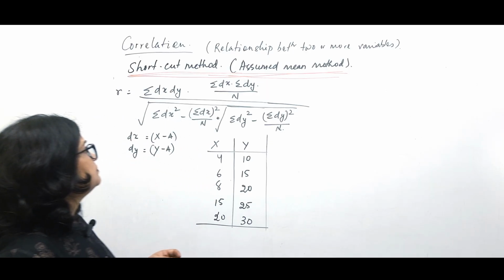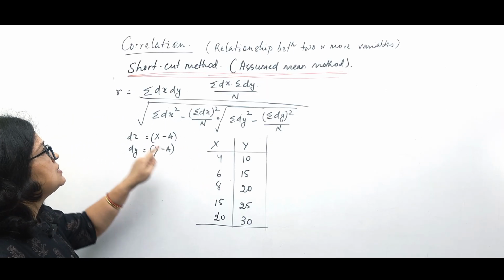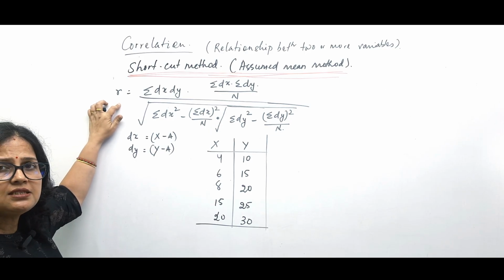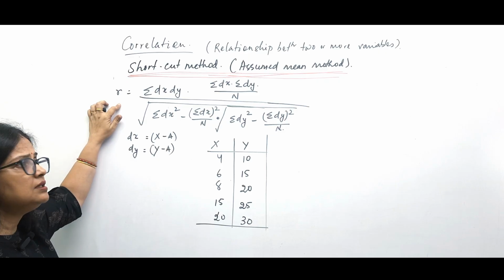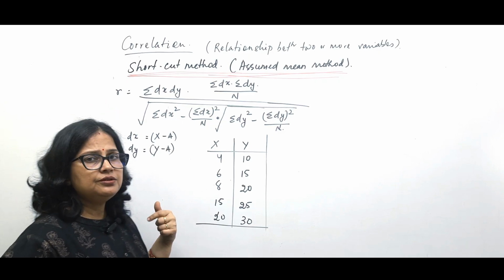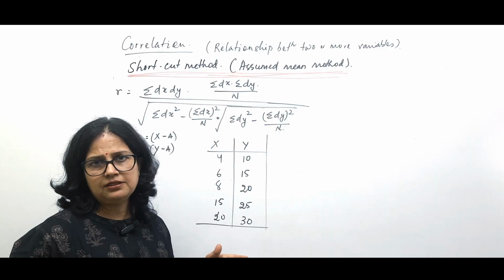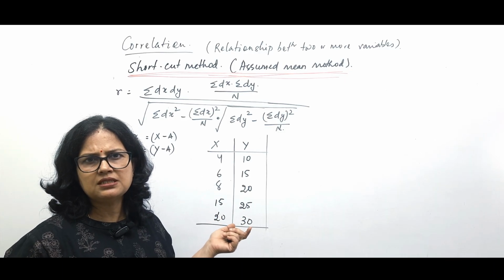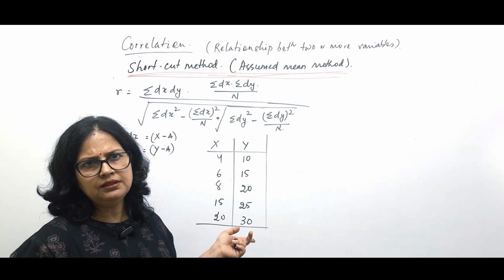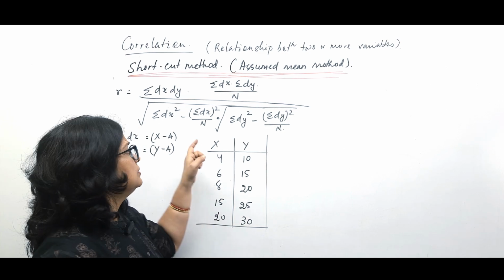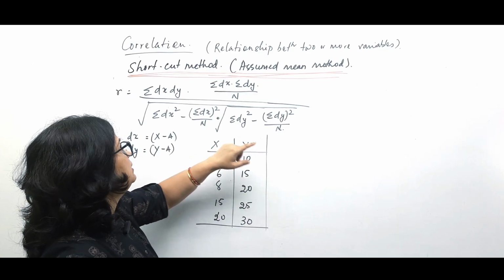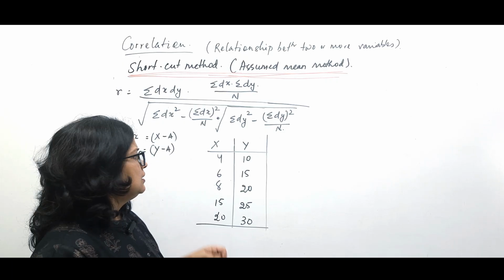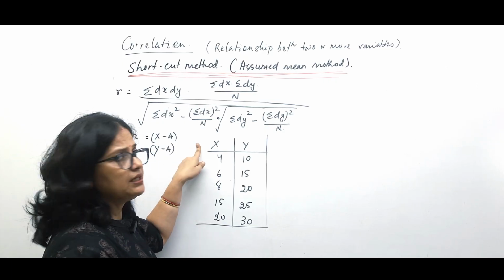I have taken one example here. This is the shortcut method, which we have already discussed. It is also known as the assumed mean method. Here we don't know the mean or central value, so we can assume any value from the series as an assumed mean, and we will calculate the deviation, and after that we will calculate the correlation. So let us start. I have taken this question.